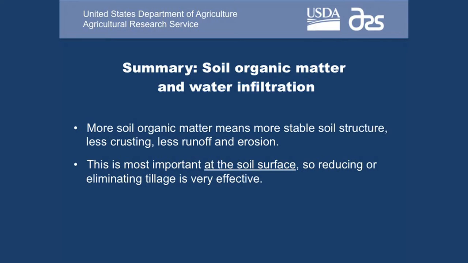Okay, so looking at water infiltration, more soil organic matter means more stable soil structure, less crusting, less runoff and erosion. And it's the soil surface that really matters. So eliminating or reducing tillage is very effective because it increases soil organic matter where it matters.